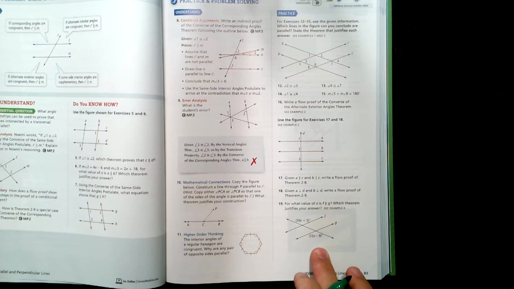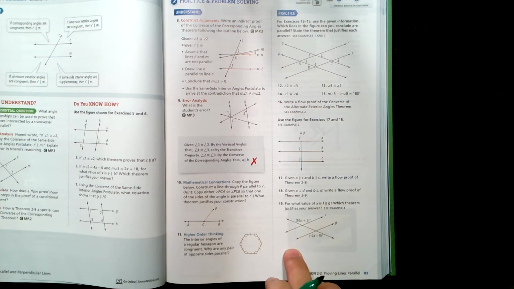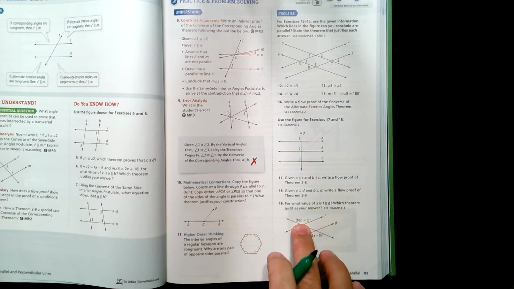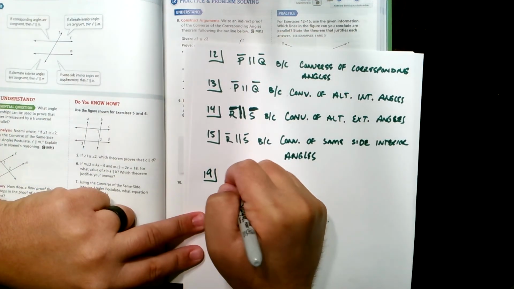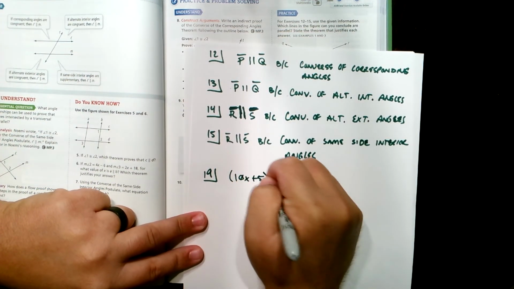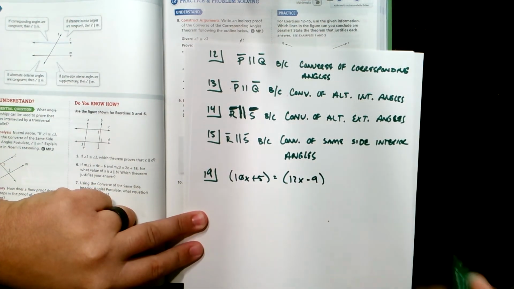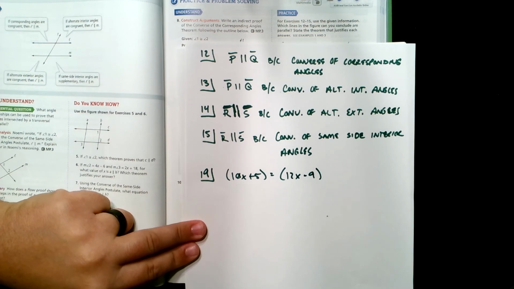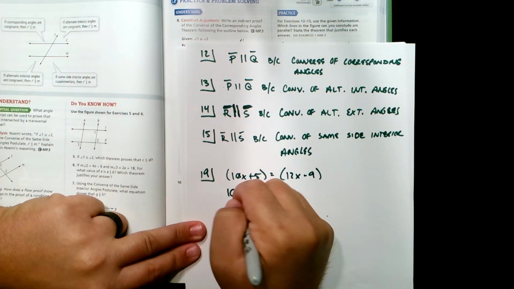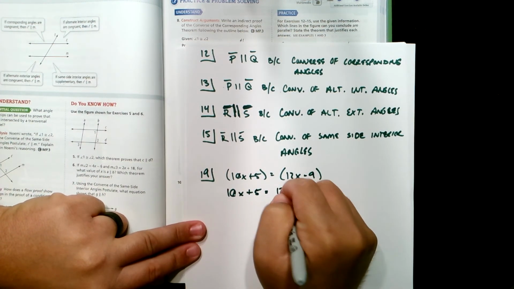So with number 19, they're asking what value x has to be to force those lines to be parallel. In order for these 2 lines to be parallel, those 2 angles have to be congruent, and that's exactly what I'm going to do. I'm going to set 10x plus 5 equal to 12x minus 9. So 10x plus 5 equals 12x minus 9. What I'm doing here is just using algebra to find the value of x to make them equal to each other.